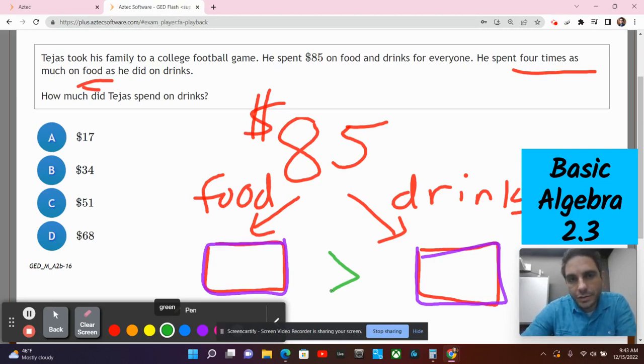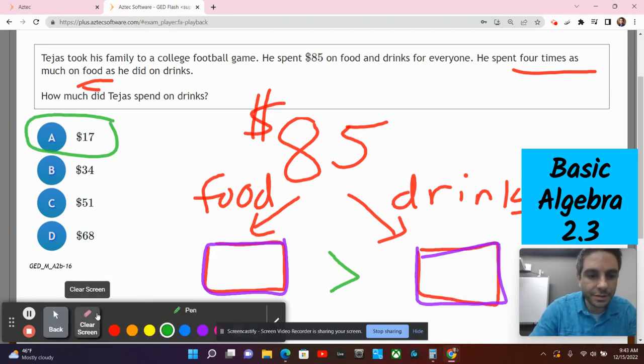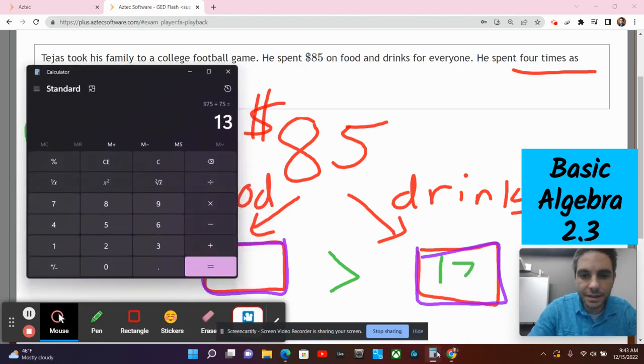Now in this question, we do have multiple choices. So as a testing strategy, we could look at our answer choices and try them out until we get an answer choice that works. Let me show you what I mean. I'm going to do that with answer choice A. I don't know if this is correct or not. I'm just picking the very first one. If 17 was the correct answer, then that means that he spent $17 on drinks and 17 times 4, times as much on food, is $68.